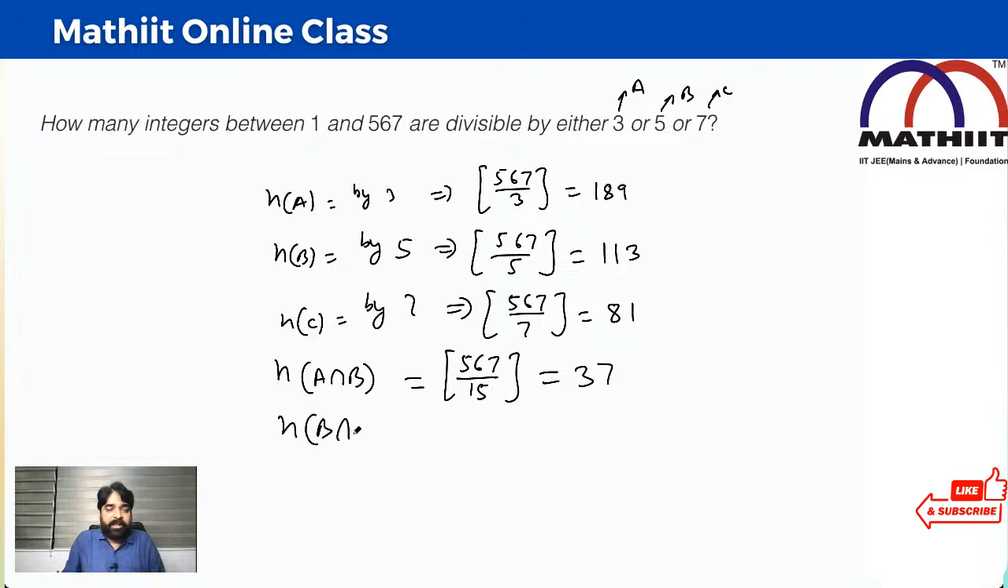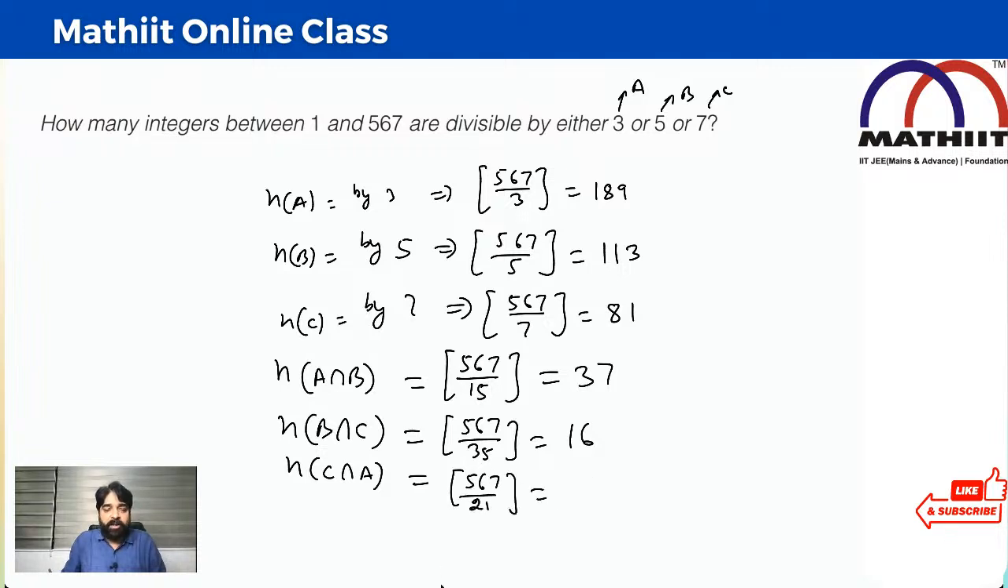n of B intersection C. B intersection C means B and C both. Divisible by 5 as well as divisible by 7 means divisible by 35. So that will be equal to 567 divided by 35. 35 times 16, I guess, so 16. I may do a calculation mistake, so please let me know if I do. C and A both, 3 and 7, means 21. 567 by 21 will be 27, I guess.